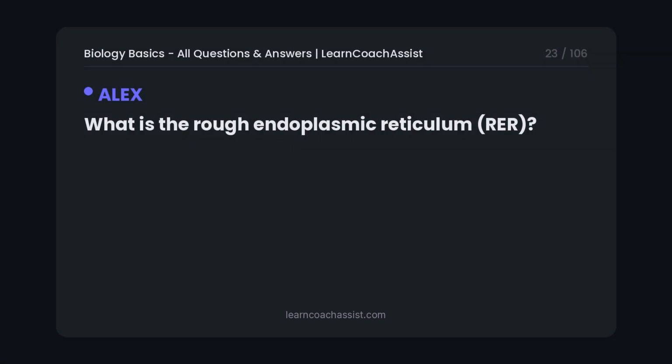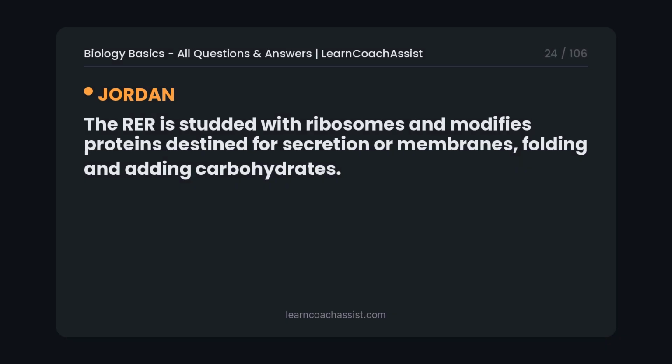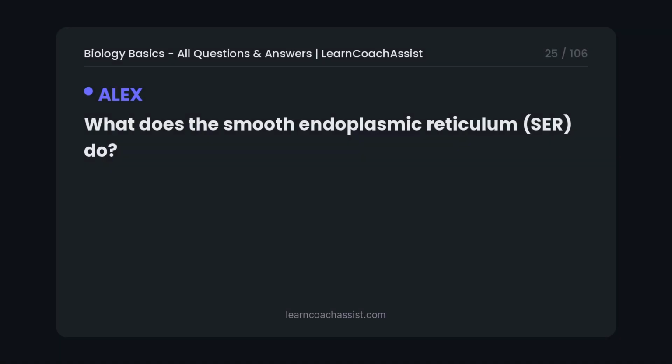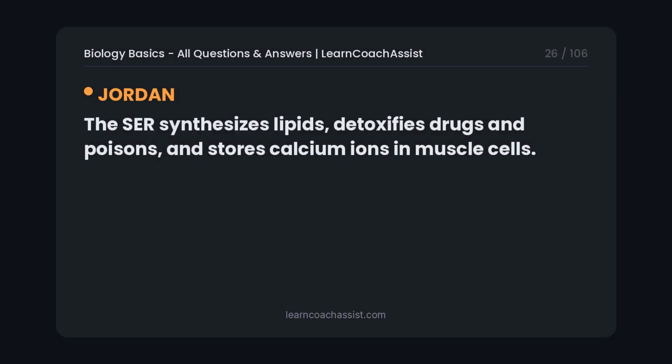What is the rough endoplasmic reticulum, RER? The RER is studded with ribosomes and modifies proteins destined for secretion or membranes, folding and adding carbohydrates. What does the smooth endoplasmic reticulum, SER, do? The SER synthesizes lipids, detoxifies drugs and poisons, and stores calcium ions in muscle cells.